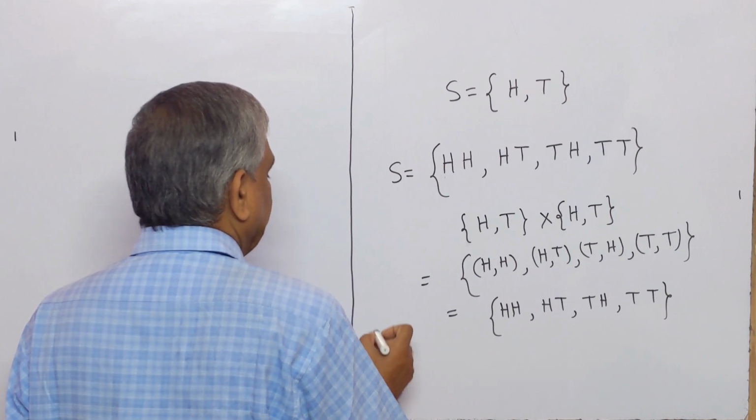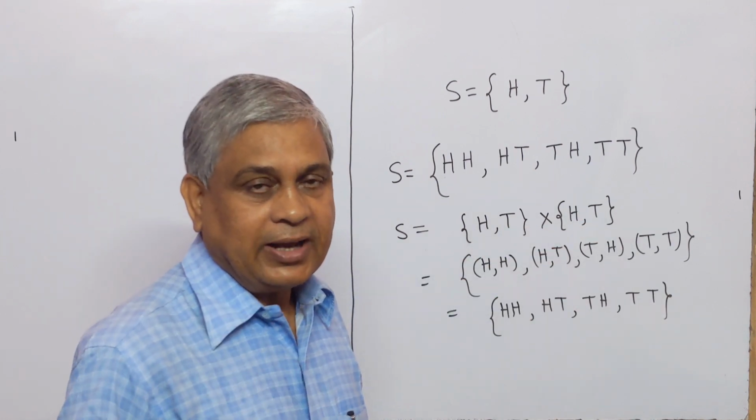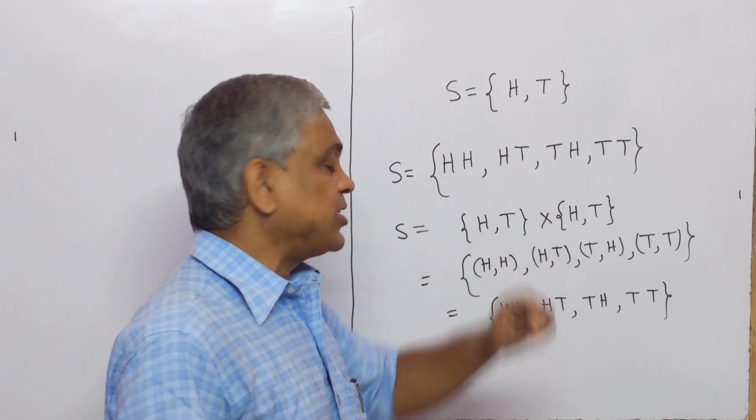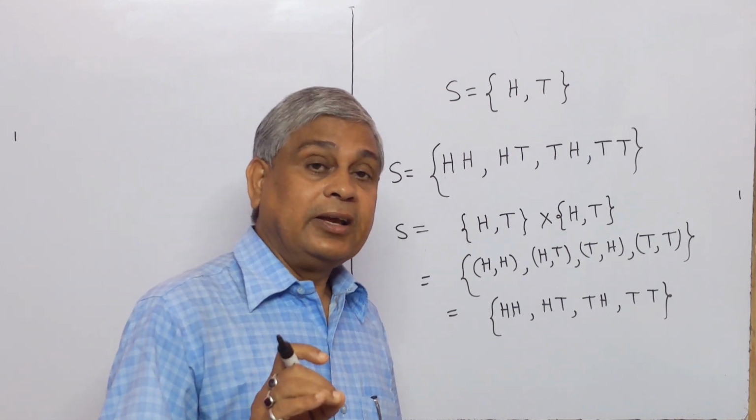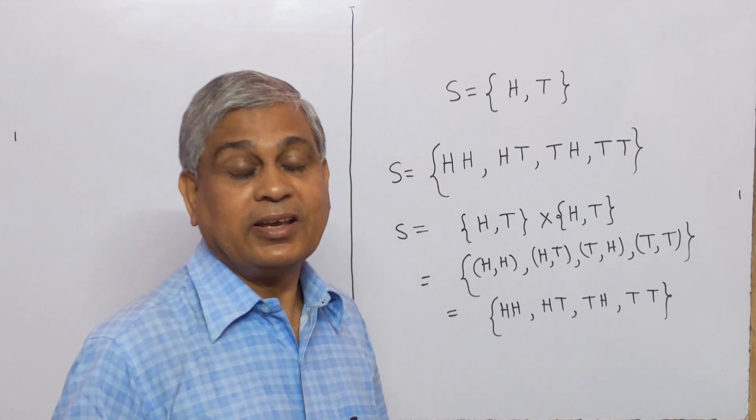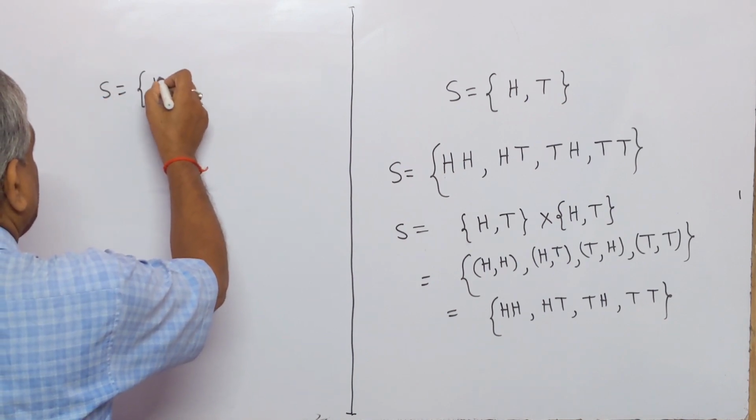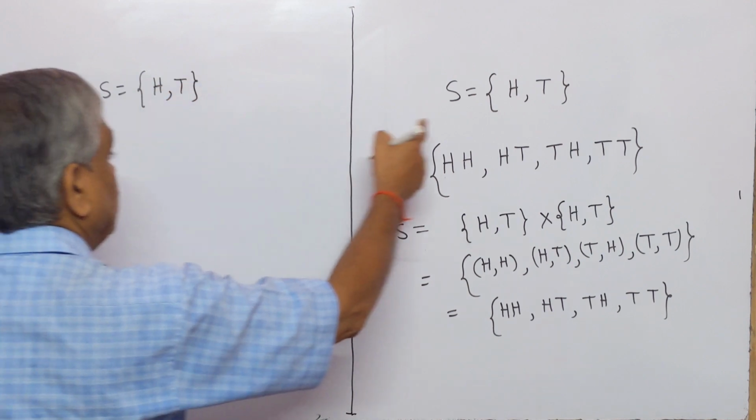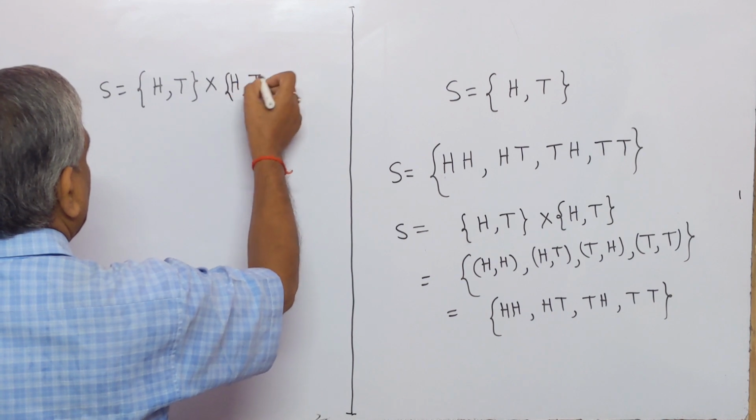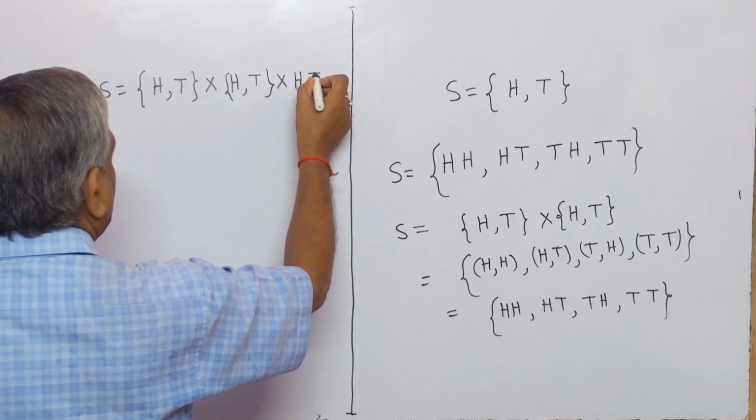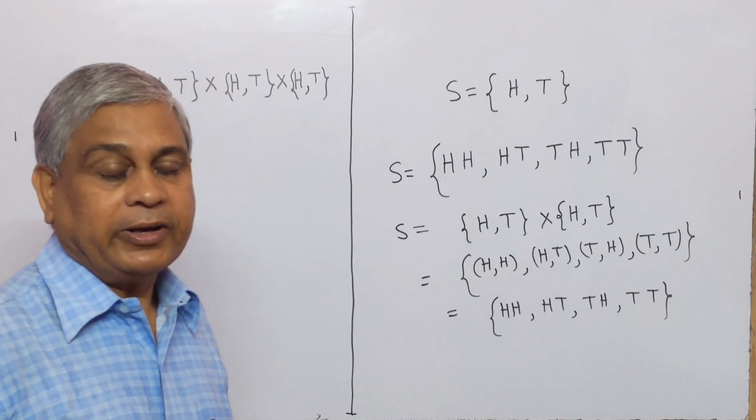In this way, we get the sample space for tossing two coins to be the Cartesian product of sample spaces for one coin. In this way, we may get the sample space for tossing 3 coins. Then the sample space will be the Cartesian product of the sample space of the first coin 3 times, and we will get each element as an ordered triplet.